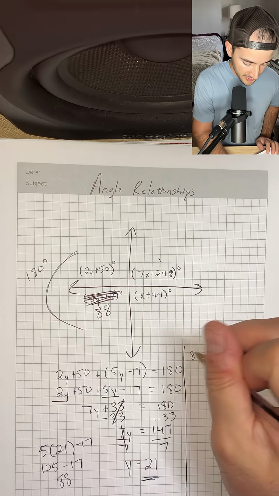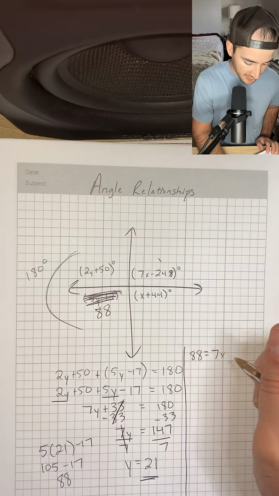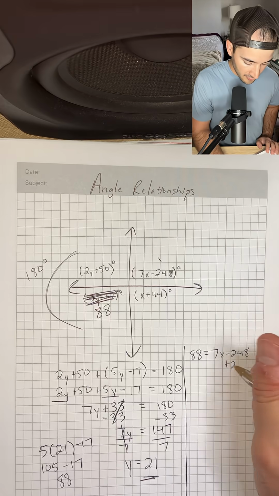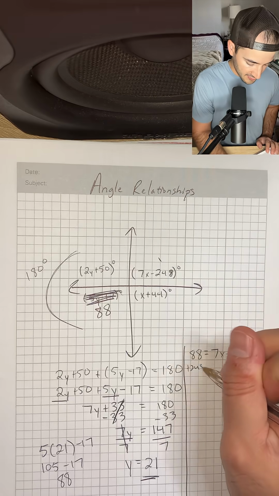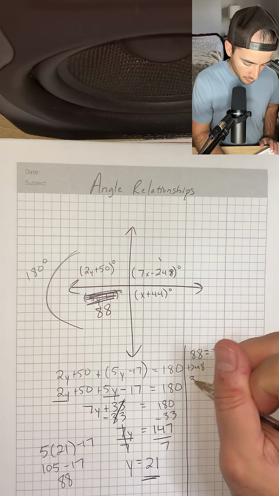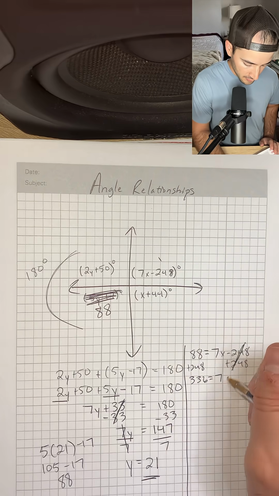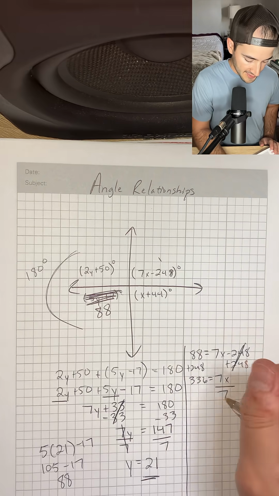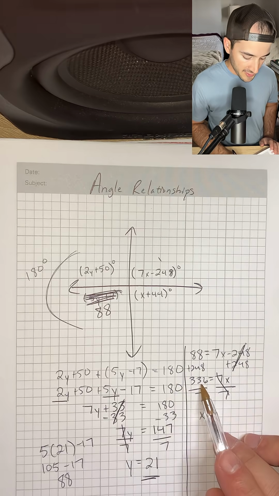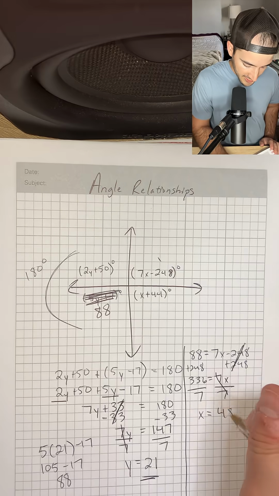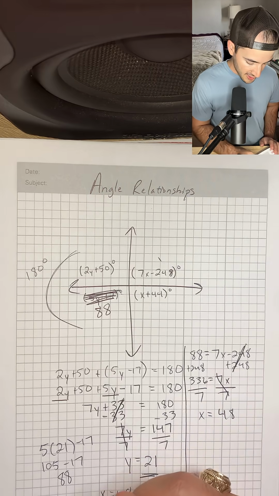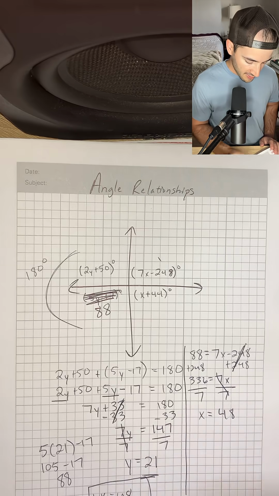So that would be 88 is equal to 7x minus 248. And now I can just solve for x. So I'm going to add 248 to both sides. That way it cancels. And so 88 plus 248 would be 336 is equal to 7x. Now I can divide by 7 on both sides to get x is equal to 336 divided by 7, which is 48. So that means my final answer is x equals 48 and y equals 21. And that is all you have to do.